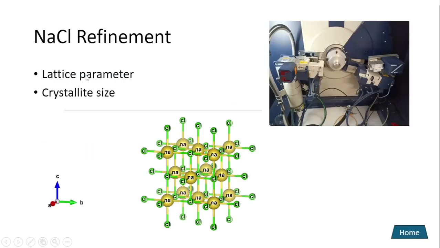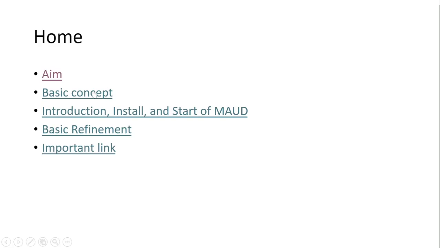For example, I want to refine sodium chloride, the diffraction from sodium chloride, to see the lattice parameter of the sodium chloride crystalline structure, which is cubic. And usually we can find the length of the cubic from the X-ray diffraction, and I also want to see the crystalline size of the sodium chloride. So first, after we know the aim, then we have to know the basic concept of X-ray diffraction.